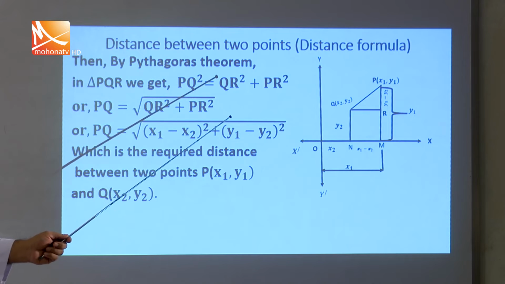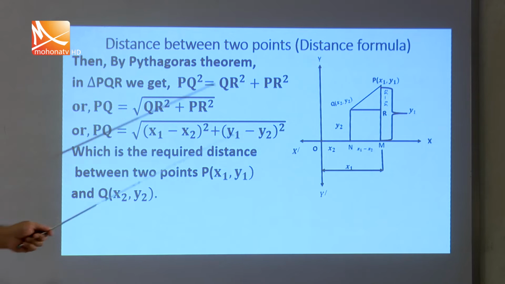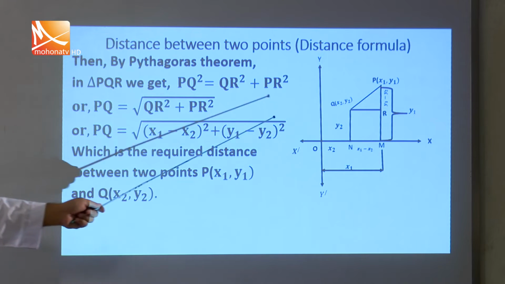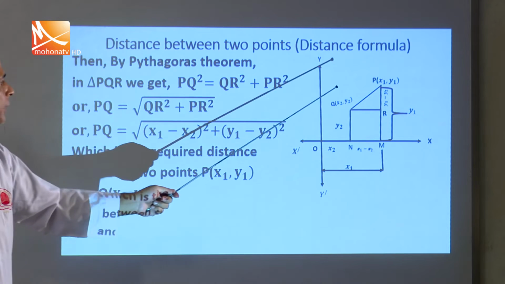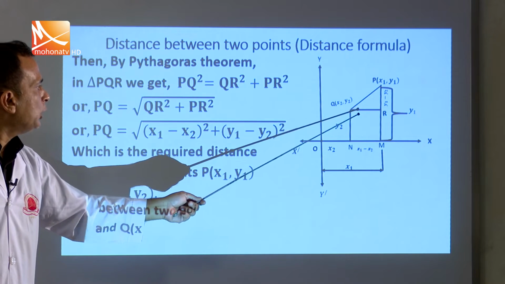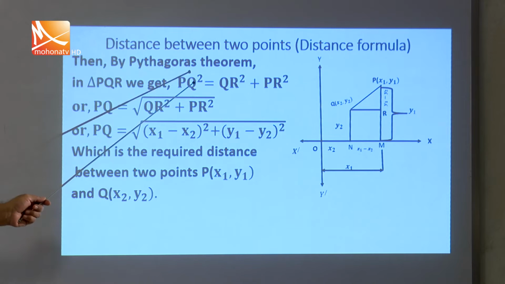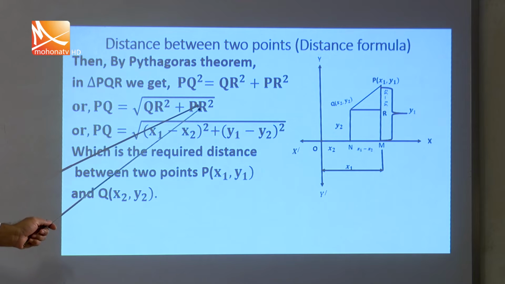what is the Pythagoras theorem? The square of the side opposite the right angle is the sum of the squares of the other two sides. So we can write down PQ square equals QR square plus PR square. You just see that we have written like this. Okay, PQ equals square root of QR square plus PR square.